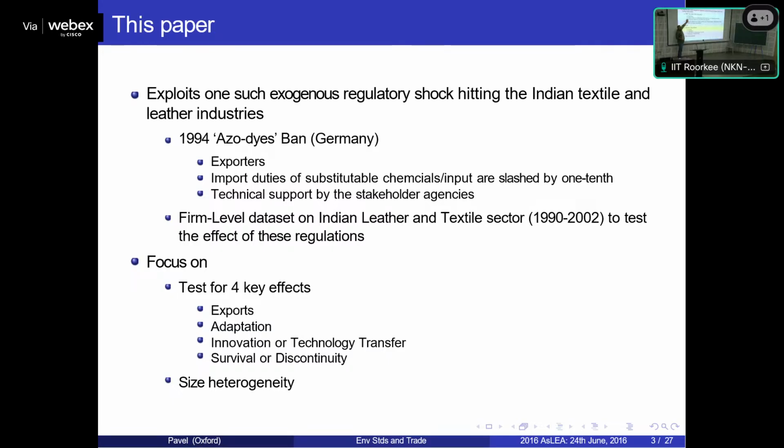The direct hit is the exporters, because they're exporting these goods to Germany or to Europe, and that would hit first. I cannot export. What I use is Indian leather and textile firm-level data to test the effect of this regulation. I focus on four effects: exports, adaptation effects, innovation or technology transfer, and survival effects, whether a lot of firms exited from the market or not. Export market is really easy to check: you're exporting or not. That's it. But the domestic market, you really don't know.